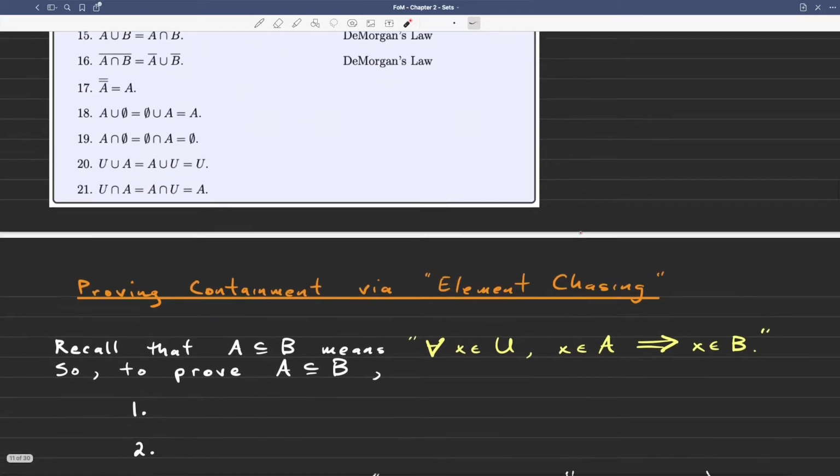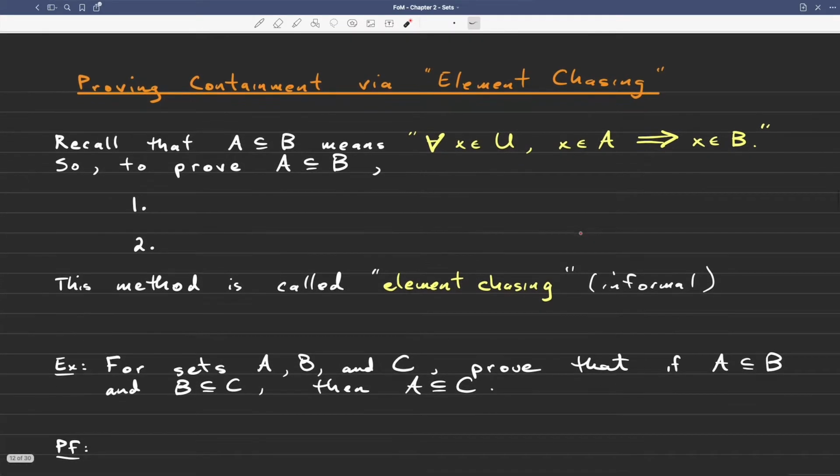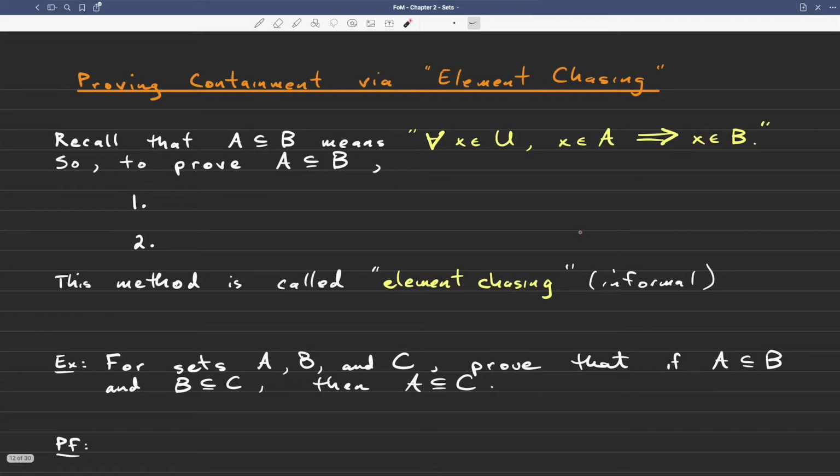So let's start by talking about how we prove set containment. We did do one proof involving set containment, for the fact that the empty set is a subset of every set. But this is a technique that we have to use over and over again. When you're proving set containment, basically using the definition of set containment, we call those kinds of proofs element chasing. What we're relying on is the logic of this statement in yellow right here, that A contained in B means that for every element in the universe, if x is in A, then x is in B.